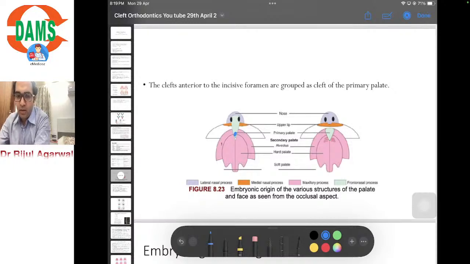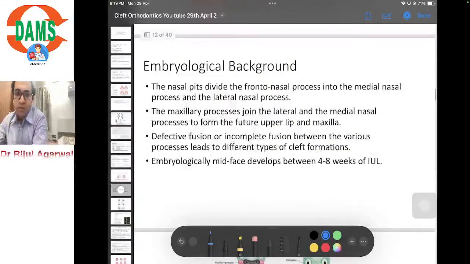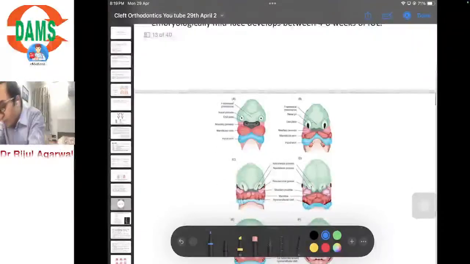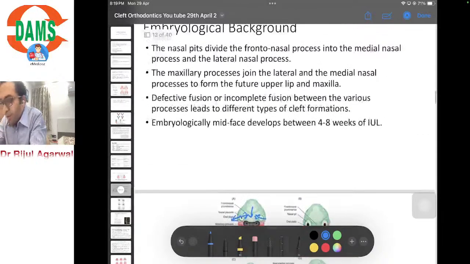Okay, so coming to the basic embryological background, to simplify our understanding of cleft lip and palate. First of all, as we all know, this is a diagram. The nasal pit comes from above. The maxillary process from the first pharyngeal arch comes from the lateral sides and fuses with the frontonasal process. The maxillary process joins the lateral and the medial nasal process to form the future upper lip and maxilla.